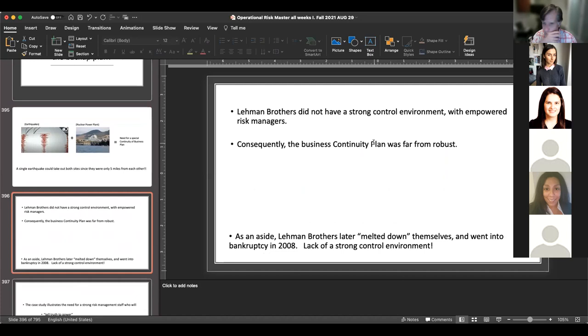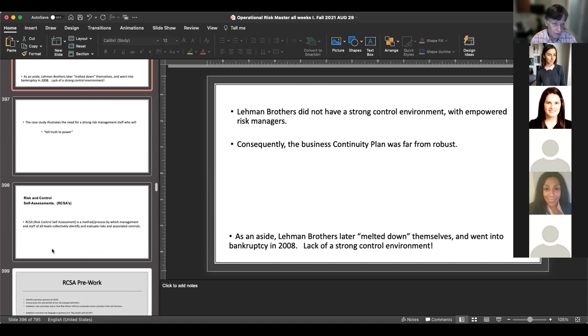Lehman signed off on everything we did. Lehman had a very bad control environment, and that's why they melted down in 2008 and went out of business. Okay, so that's the story of True Credit.